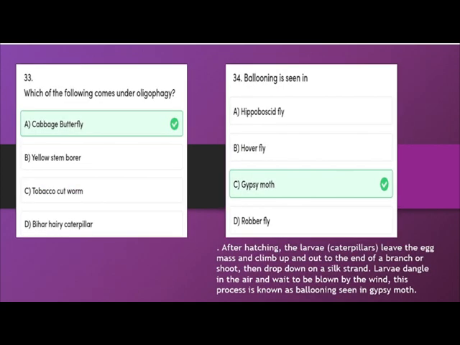Now come to the 33rd question. Which of the following comes under oligophagy? And the answer is cabbage butterfly.